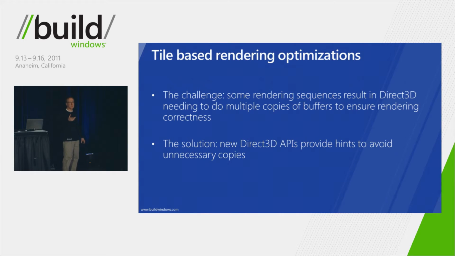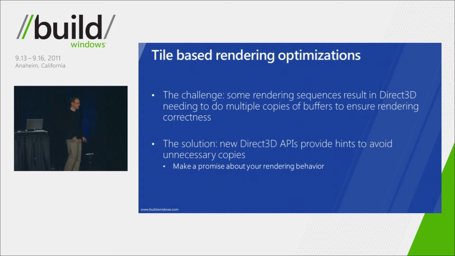So the solution around this is that in Windows 7, there were a set of APIs that did this partially. And I'm going to show you an example of how that works in just a minute. But we've expanded that within Windows 8 to be able to do this in a much more general way, to be able to take advantage of a lot more scenarios that make tile-based rendering a lot more efficient.